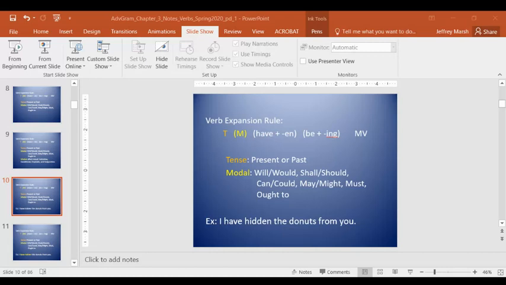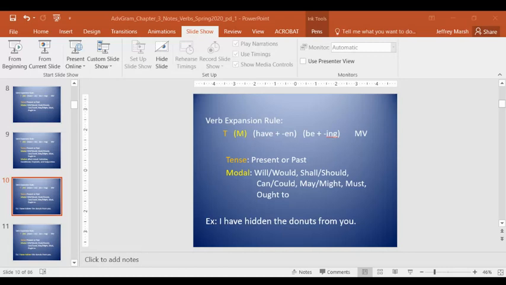Just pause for a second. If this said "I had hidden," I'd still write have plus en. If it said "he has hidden," I'd still write have plus en. It doesn't matter what form it shows up in, whether it's have, has, or had. If I have any of those, I get to add this structure to my mathematical equation.